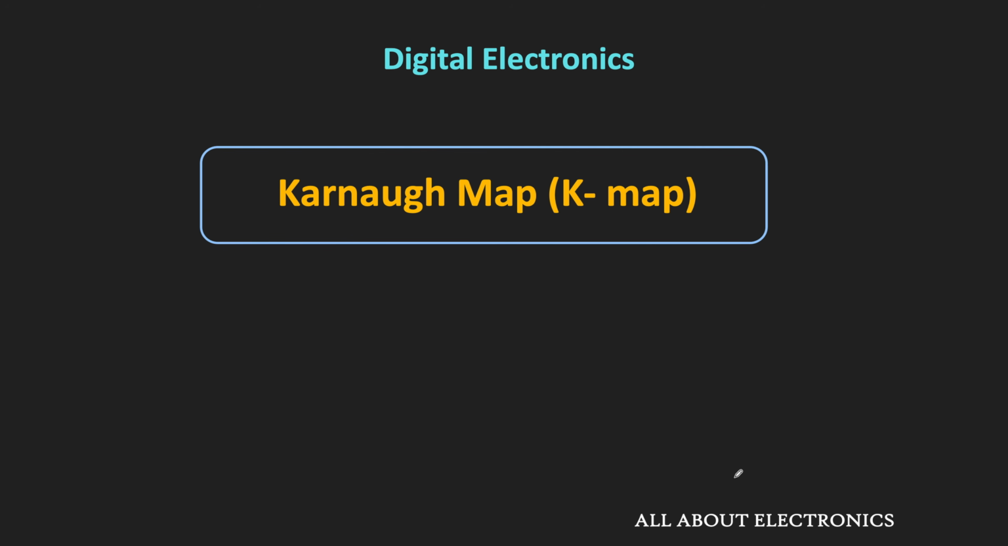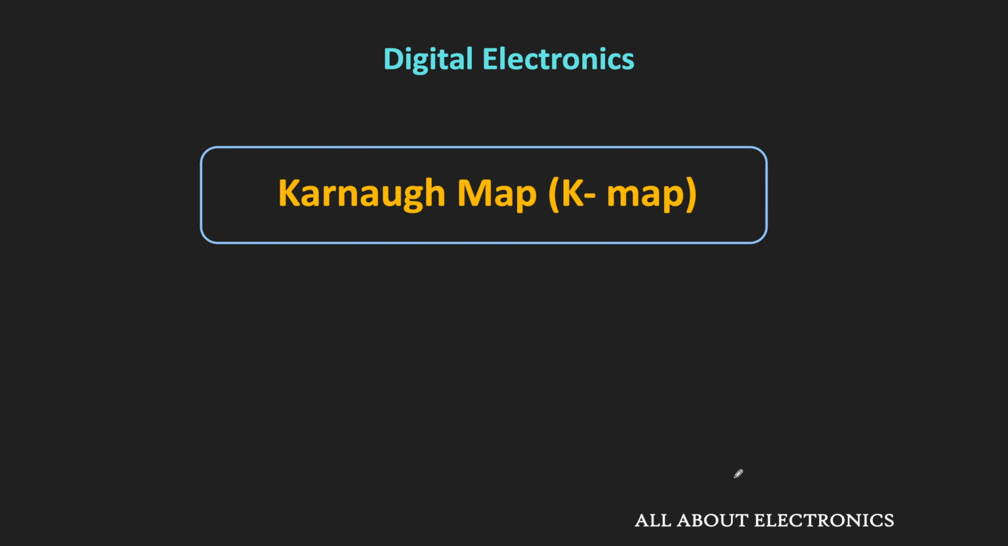So in this video, we will learn about the Karnaugh map, which is also known as the K-map. This Karnaugh map is a technique for simplifying the Boolean expression. And by simplifying this Boolean expression, we can reduce the number of logic gates which is required to implement that function.